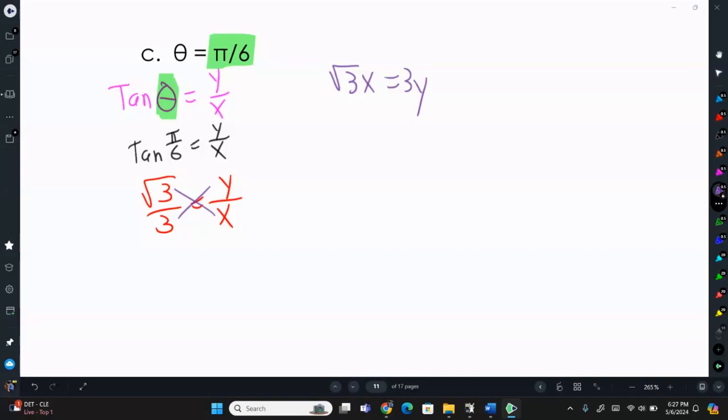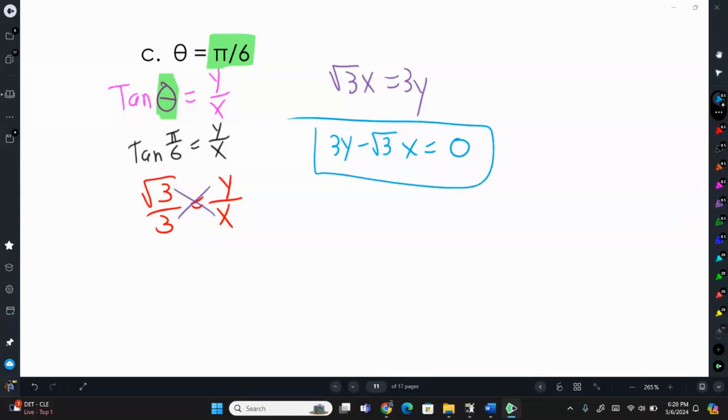And then we can divide both sides by 3. And then we'll get everything over to one side. So I'm going to make y positive. So then 3y minus the square root of 3x equals 0. Now, if you wanted to, you could divide everything by 3 to make it a single y variable, but that's not required. So we can leave it just like that.